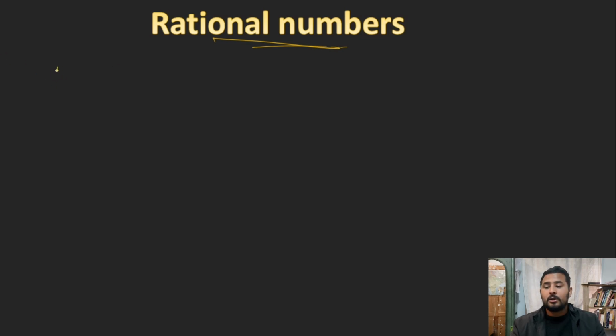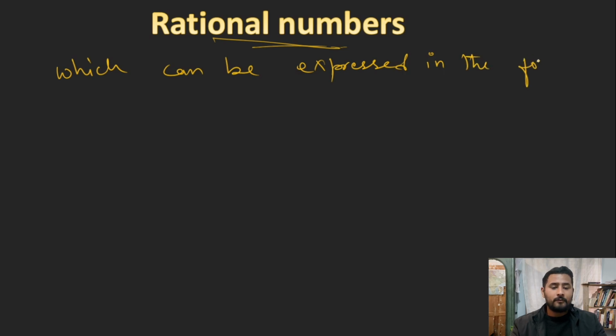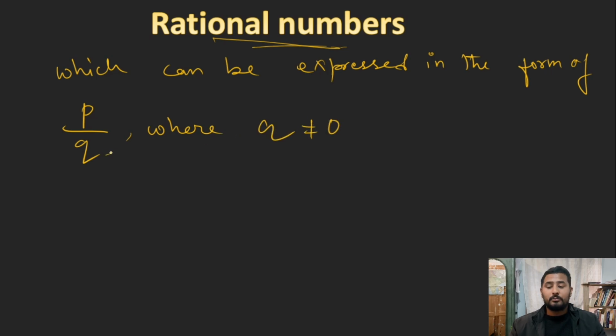Rational numbers are numbers which can be expressed in the form of P by Q. Remember, it is also a kind of fraction, but there's a difference between rational numbers and fractions. Okay, so it can be expressed in the form of P by Q, where Q cannot be equal to 0. This cannot be equal to 0. Okay, and P and Q are integers.